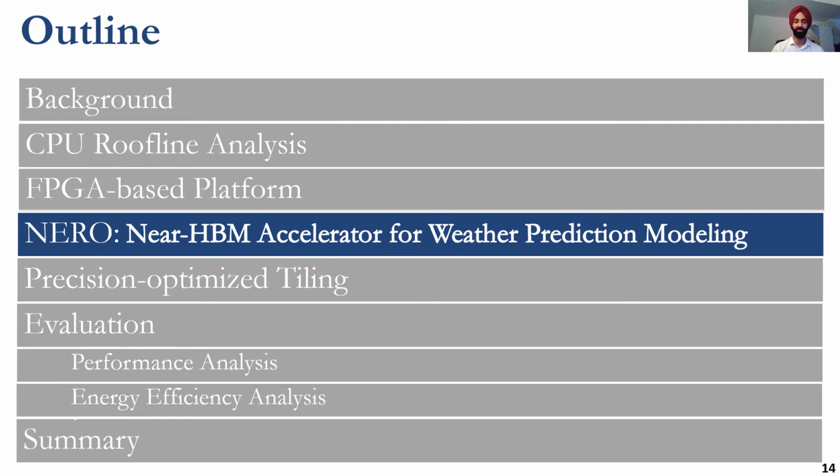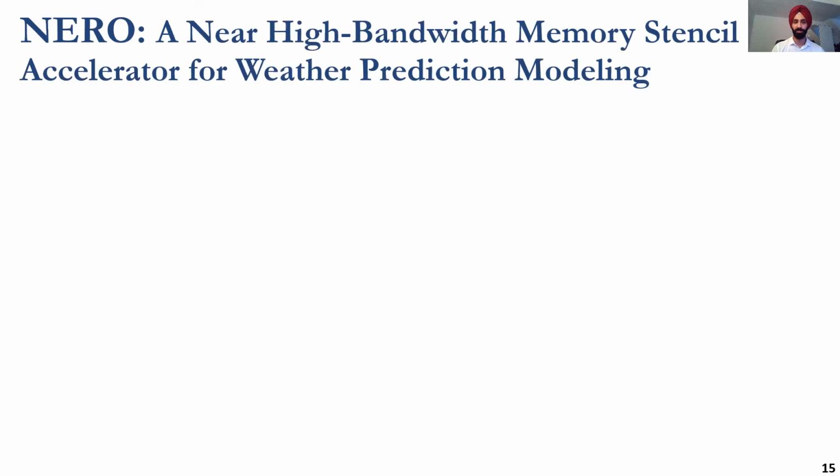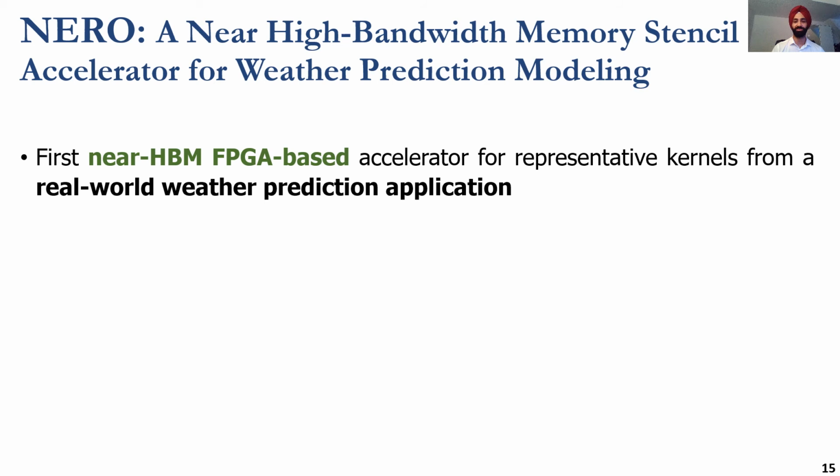Now I will present our key contribution. Considering the challenges weather kernels face on conventional architectures, our goal is to mitigate the performance bottleneck of these kernels in an energy-efficient way. To this end, we present NERO. NERO is the first HBM FPGA-based accelerator for representative kernels from a real-world weather prediction application.